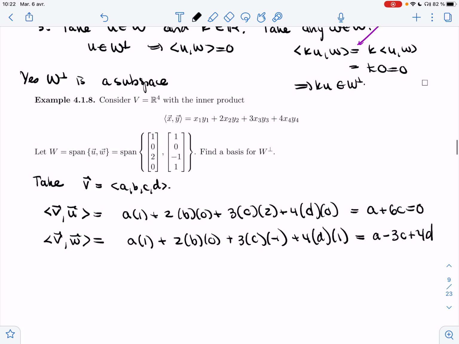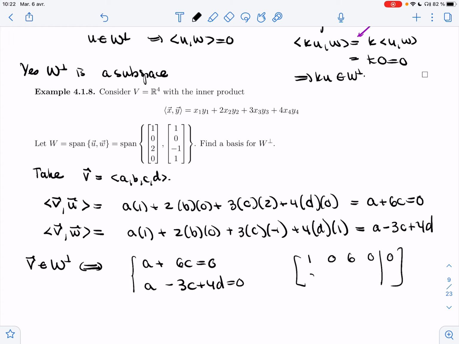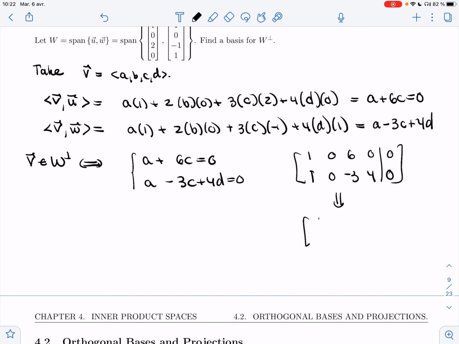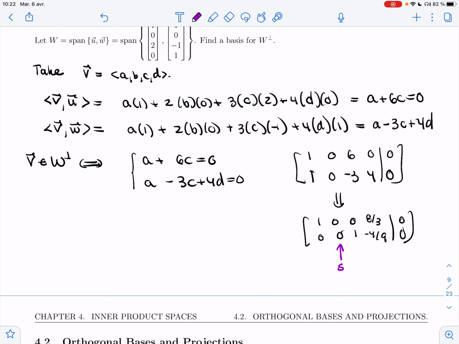All right, so I'm really just applying this formula with these vectors. So v is going to be in W perp if and only if a plus 6c is 0 and a minus 3c plus 4d is 0. So that's 1, 0, 6, 0, 0 and 1, 0, minus 3, 4, 0. I'm going to reduce. I already did. I got a third and minus 4 ninths. And so I have two free variables. Don't forget that column of 0 is still a free variable.